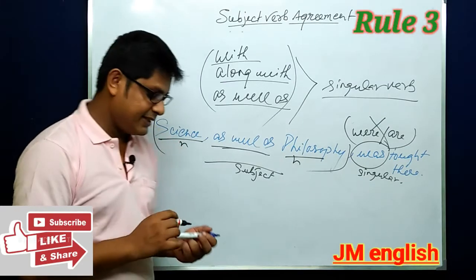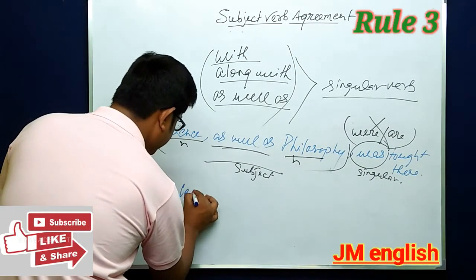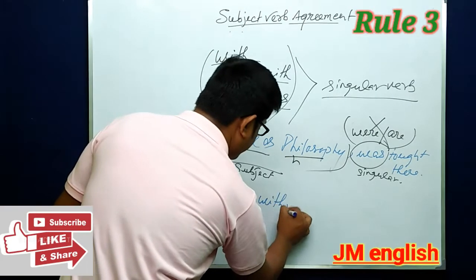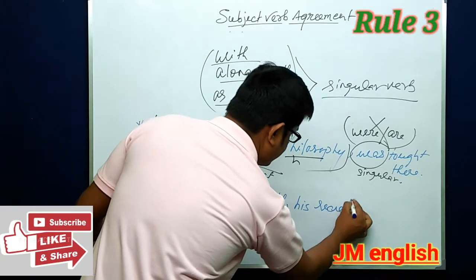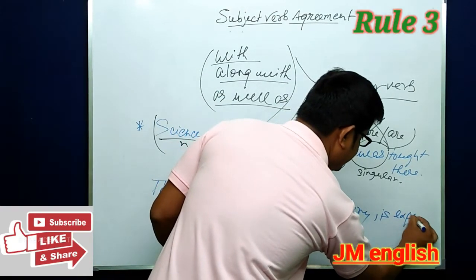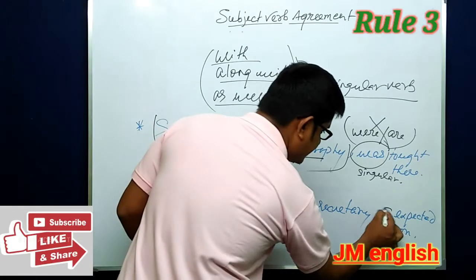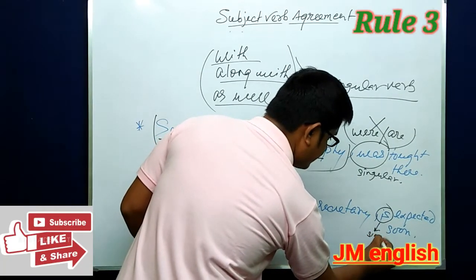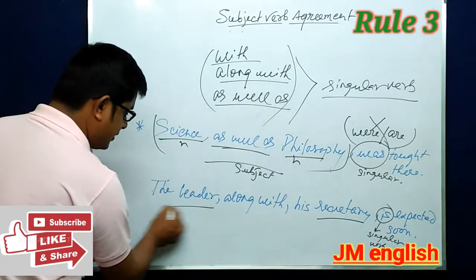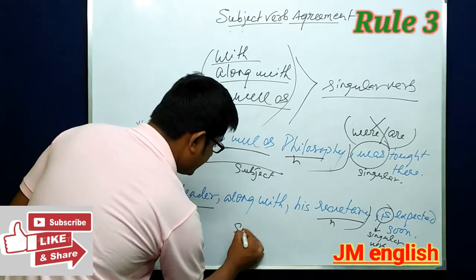Okay, let me give you another sentence for that. Suppose you can write the leader along with his secretary is expected soon. Okay, see, I have used this verb is, so this is a singular verb, right? But you have two nouns, and these together you have as subjects.